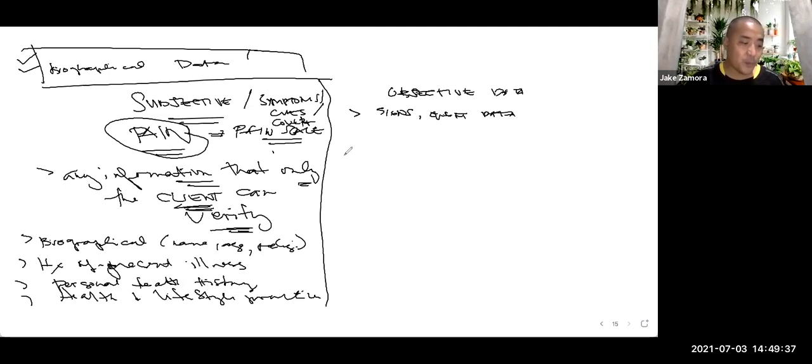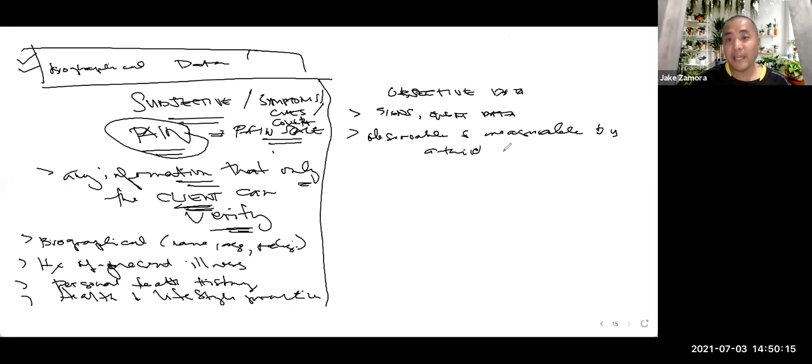Okay? So, this data is observable and measurable by a third party. Measurable, detectable, observable. Meaning, this is the total opposite of subjective because subjective can only be verified by the client. Tama ba? Yung objective data, it can be verified by a third party because it's observable, it's measurable. So meaning you can detect it.